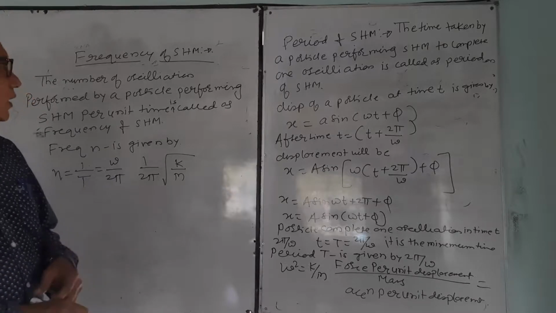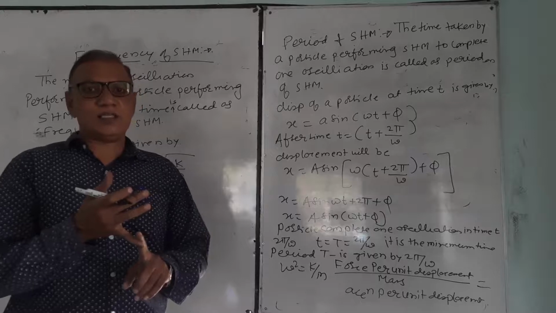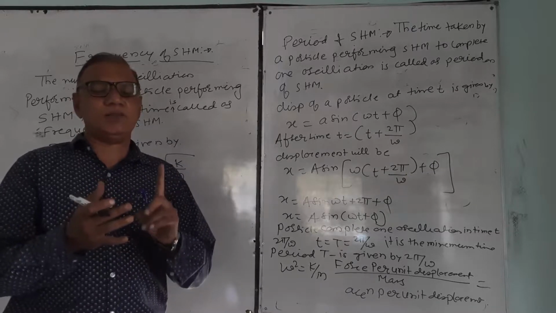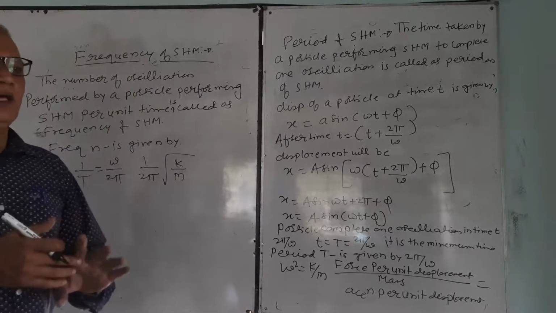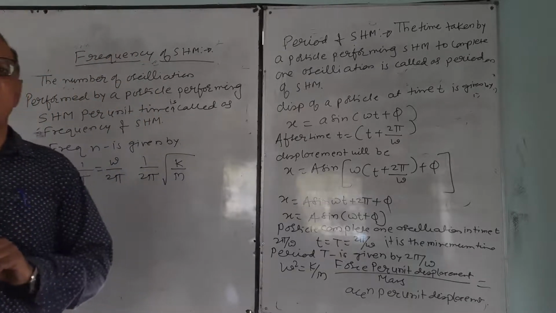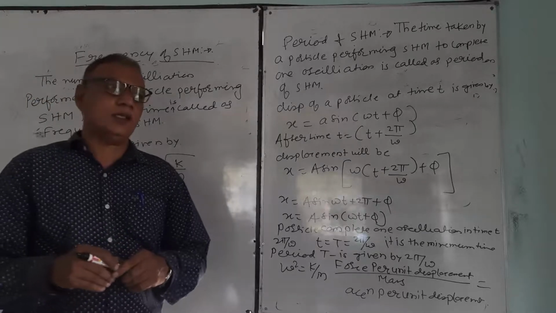After that we will discuss the definition of amplitude. Maximum displacement of a particle performing SHM from its mean position is called the amplitude of SHM. In the equation x is equal to a sin of omega t plus phi, a is called the amplitude of SHM.